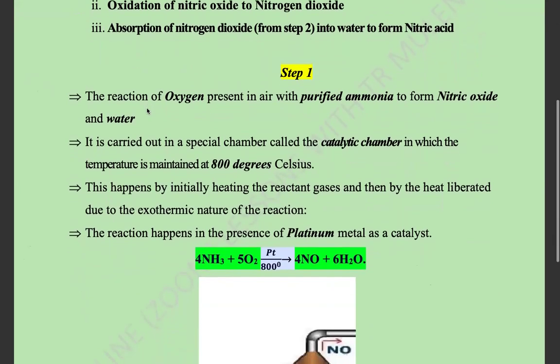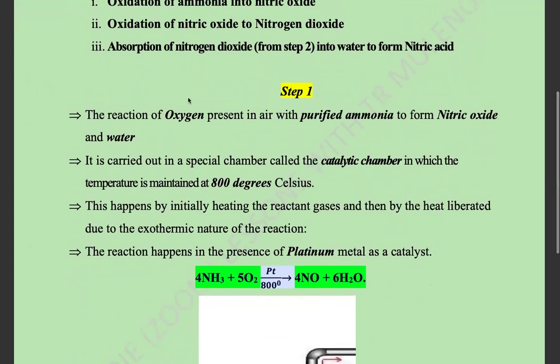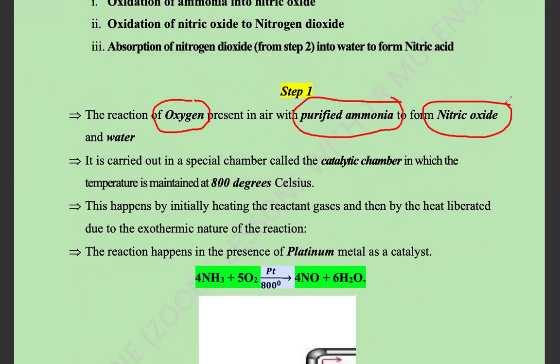Step number one. We were told that oxygen in air reacts with purified ammonia to form nitrogen oxide. But this reaction is only possible when oxygen is heated and ammonia is also heated together. The temperature goes to around 800 degrees centigrade. At that point, we get our nitrogen monoxide, which is nitric oxide, formed.